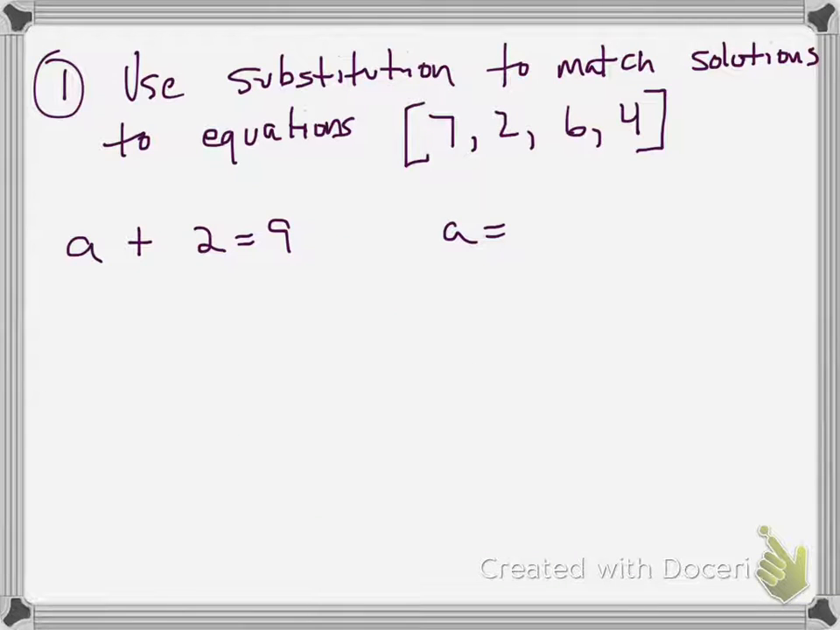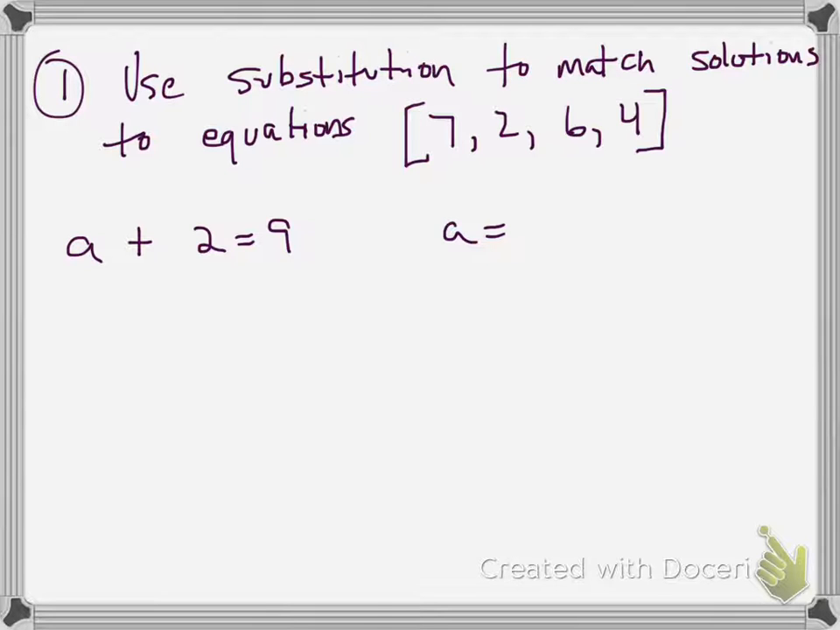Let's get started. Number 1 says, use substitution to match solutions to the equations. The numbers in the brackets that they gave you, 7, 2, 6, and 4, are possible solutions, and we're seeing which equation they might match. We're being asked to use substitution, where we replace a variable with a value. So let's start out here.